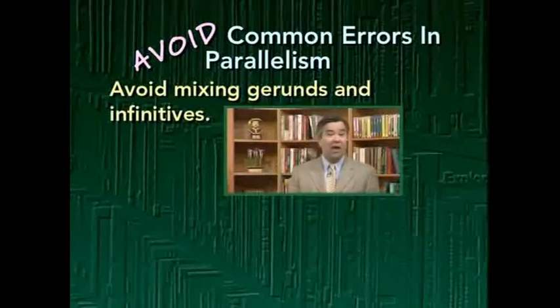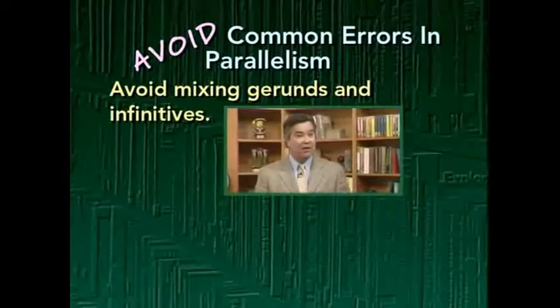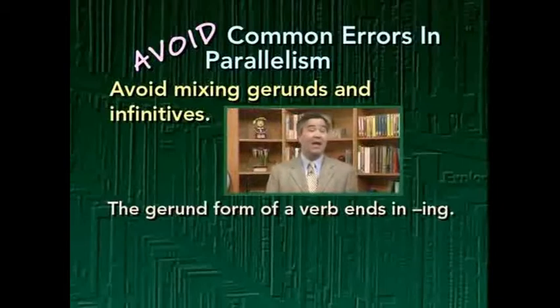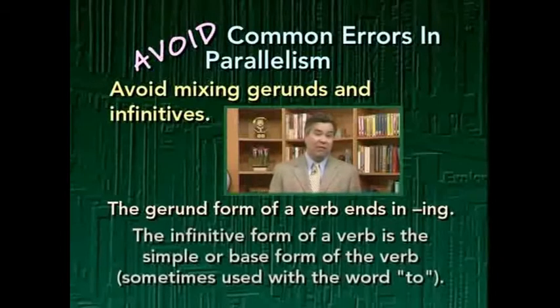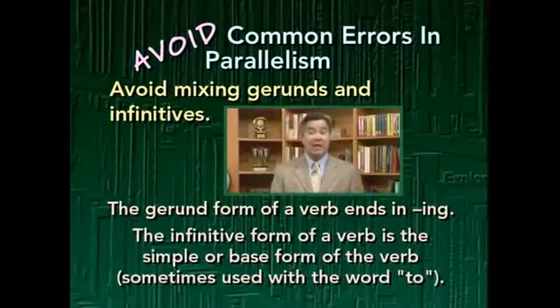Actions are often described using either the gerund form of a verb or the infinitive form of the verb. The gerund form of a verb ends in -ing, and a gerund can often be used basically as a noun, describing a particular kind of action. The infinitive form of the verb is the simple or base form of the verb. It sometimes is used with the word "to."